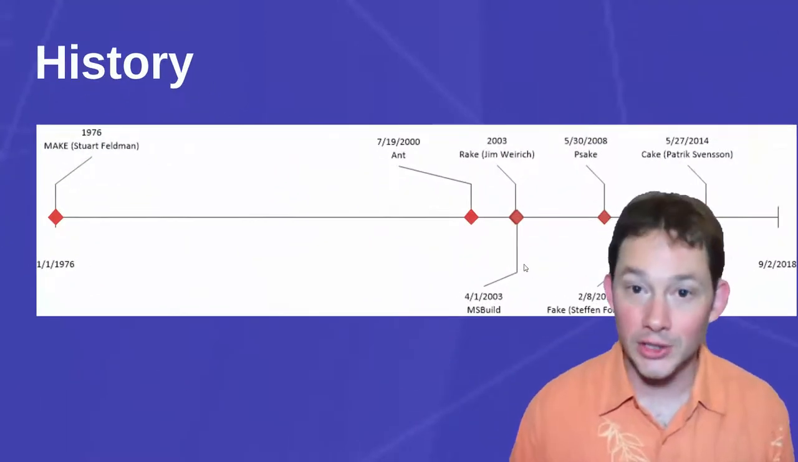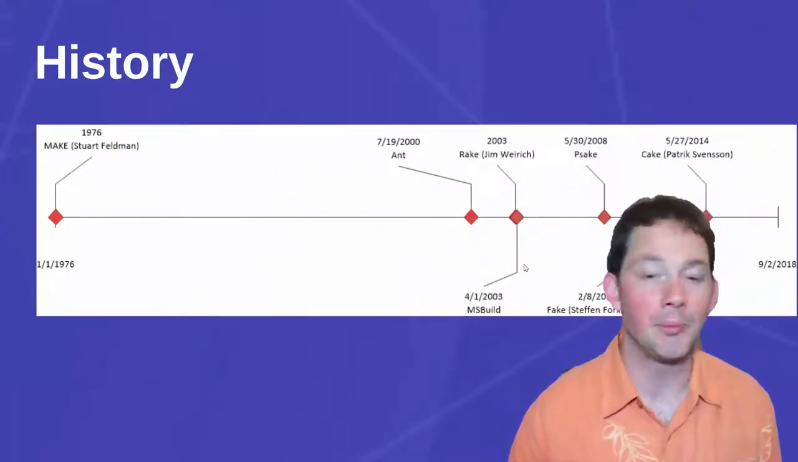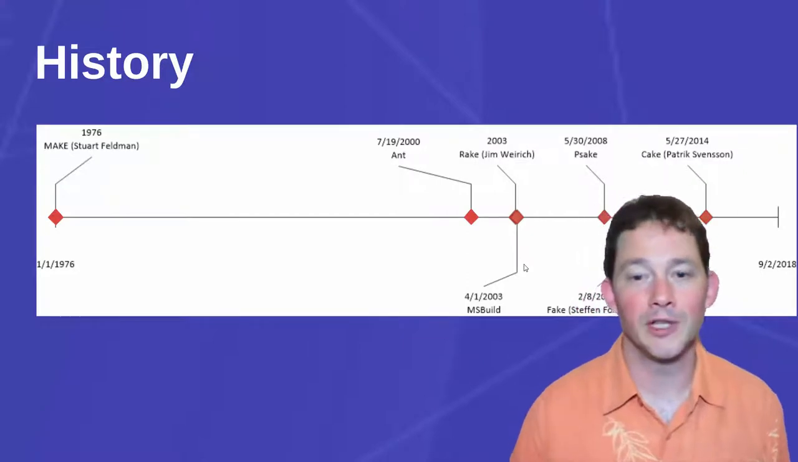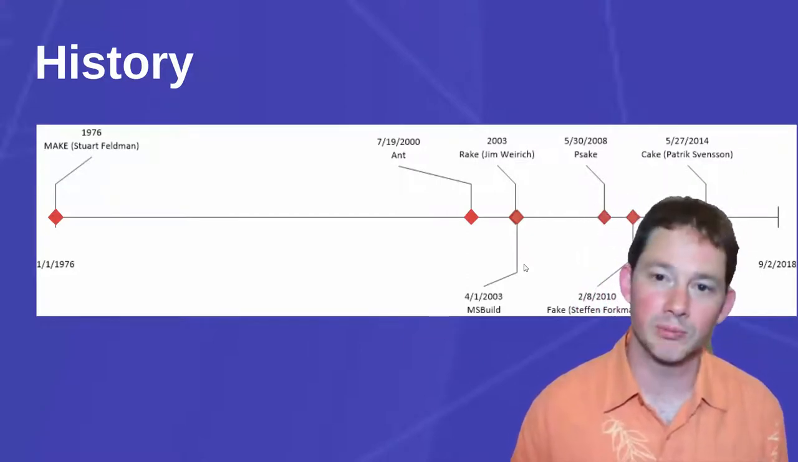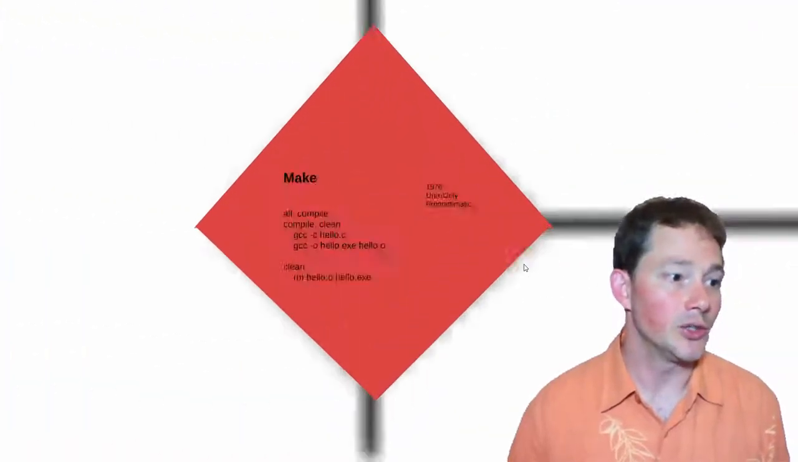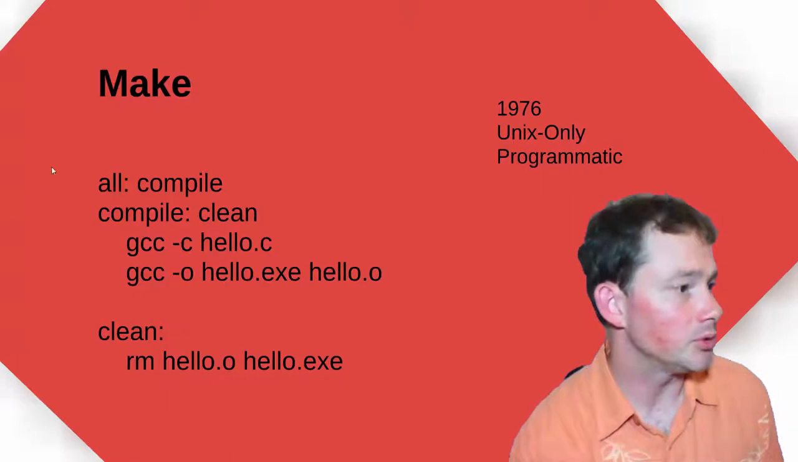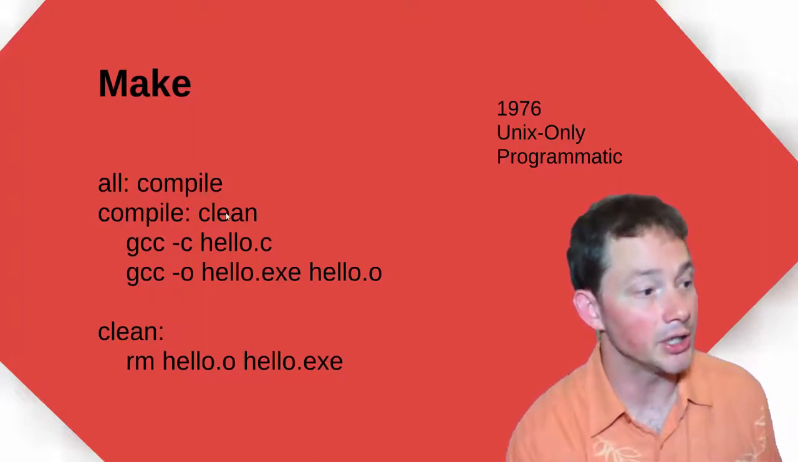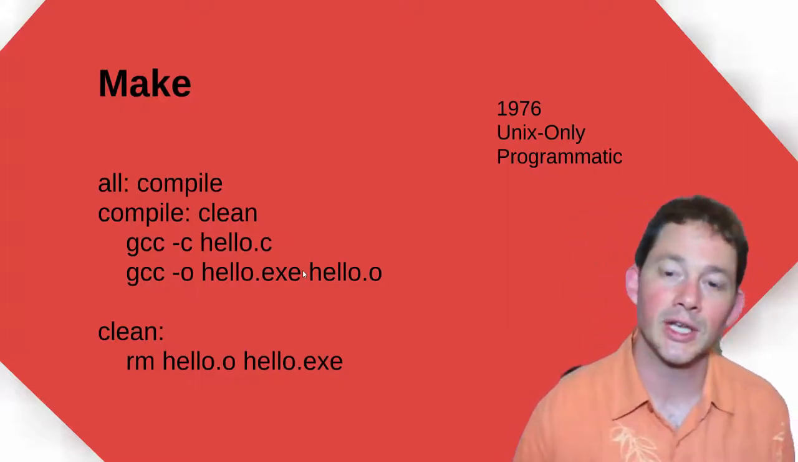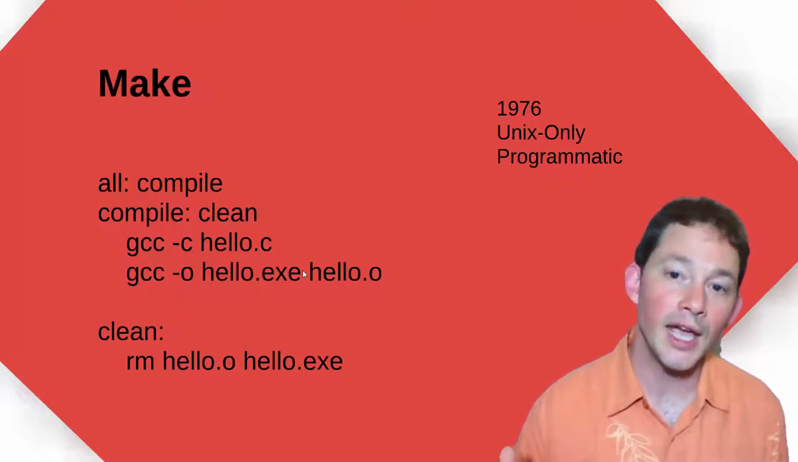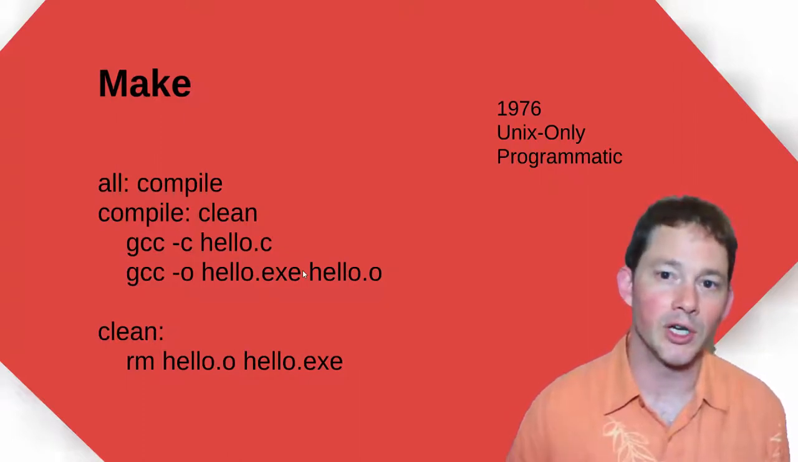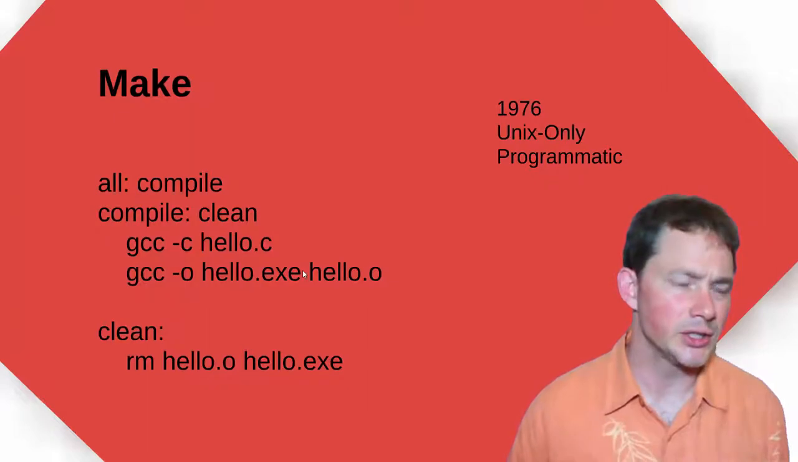So I like history, I love technology, and I always think it's fun to combine these two into a sort of history chart. In 1976, Stuart Feldman introduced make, and the idea was to solve this problem of dependency tracking. Make looks sort of like this, where in this example we have all, which is what you do if you don't pass any parameters, and it's going to run compile, and compile is dependent on clean, and clean goes down here and it does its thing, and then we go back up to compile. Those are your tasks and your dependencies. This was and still is a great system. It's just not cross-platform. It only runs on POSIX systems. It only runs on Unix anyway.